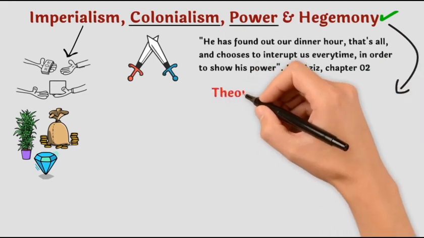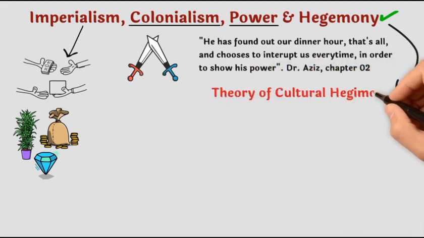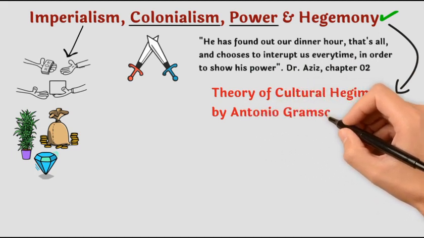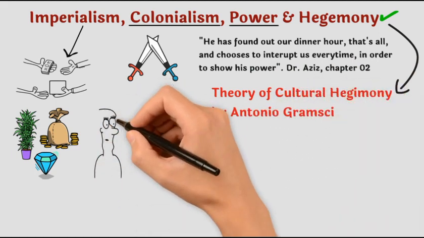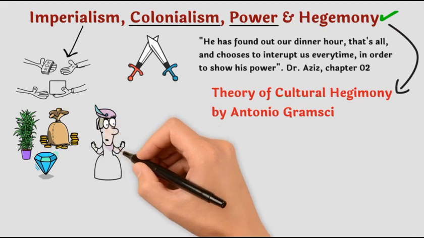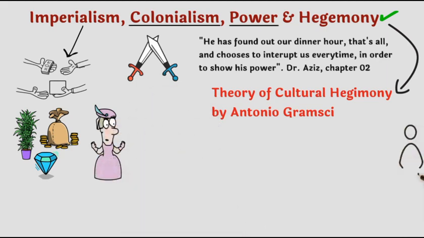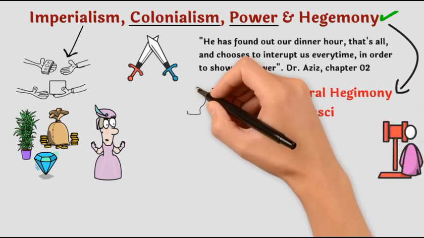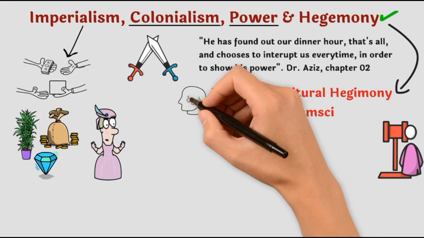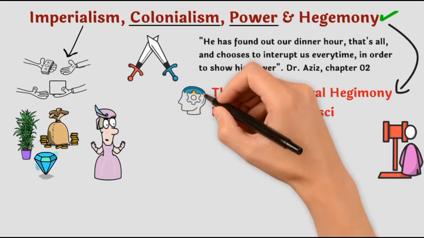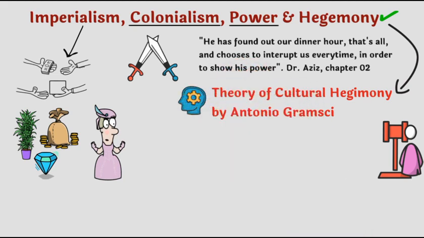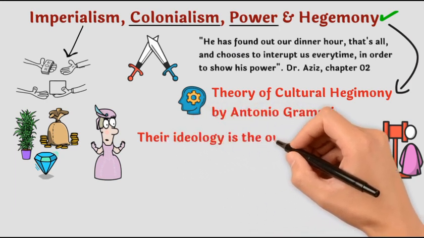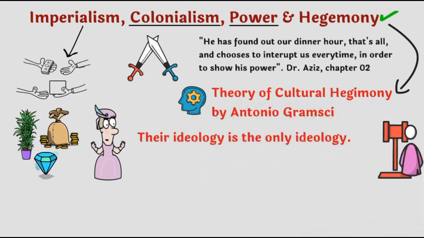A theory of cultural hegemony by Antonio Gramsci could be applicable here, which describes how the ruling class dominates other classes by manipulating the culture of a society in order to present their views as being common sense. The ruling class is convinced that their ideology is the only ideology, so they exercise their power over the inferior ones, the Indians.